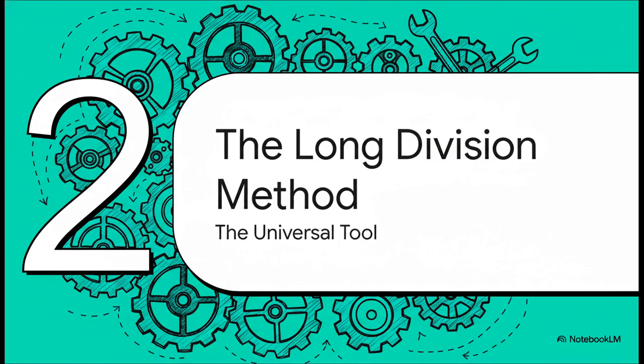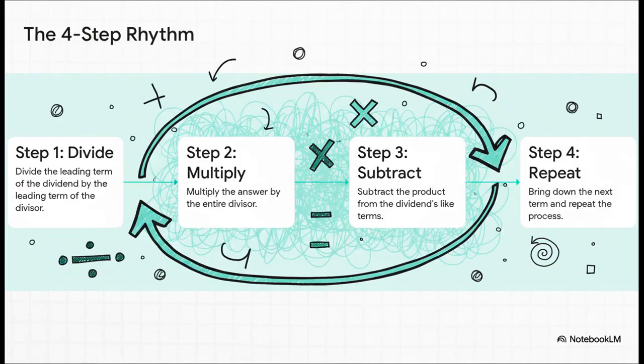I want you to think of this as the Swiss Army knife in your math toolkit. It's dependable, it's versatile, and it will get the job done every single time, no matter how gnarly the polynomial looks. What's really cool is that this whole process boils down to a simple 4-step loop. You just repeat it over and over. You divide, you multiply, you subtract, and you bring down the next term. That's it. It's a rhythm. Once you get it down, you just cycle through those 4 steps until the problem is solved.